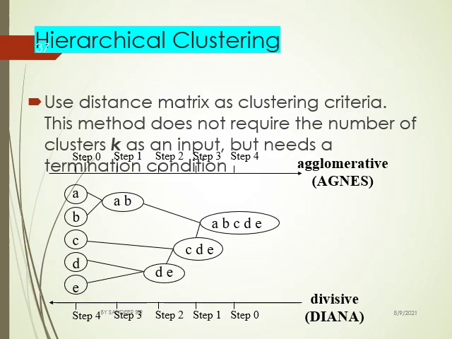This is hierarchical clustering, as I was mentioning, where you can form different kinds of clusters based on a distance matrix. This method does not require the number of clusters as input, but needs termination conditions. You can see, first we started with A, B, C, D, E, then we divided it into different parts. Then we made two clusters: AB one cluster, CDE another cluster. CDE has been divided into C and DE, and DE has been divided into D and E. Similarly, the AB cluster has been divided into A and B. So this is hierarchical clustering.